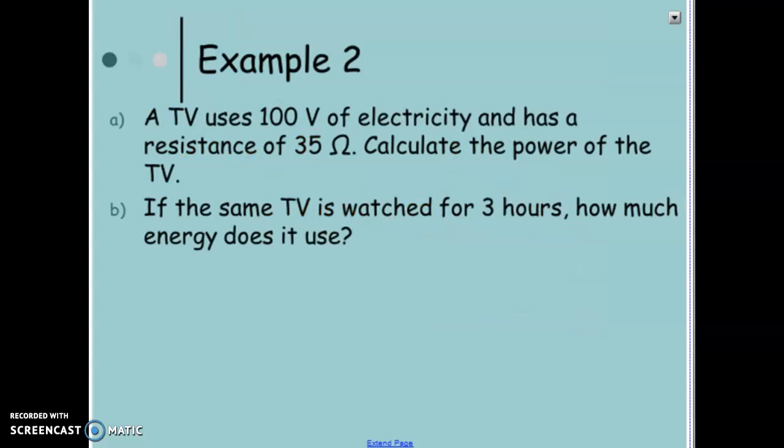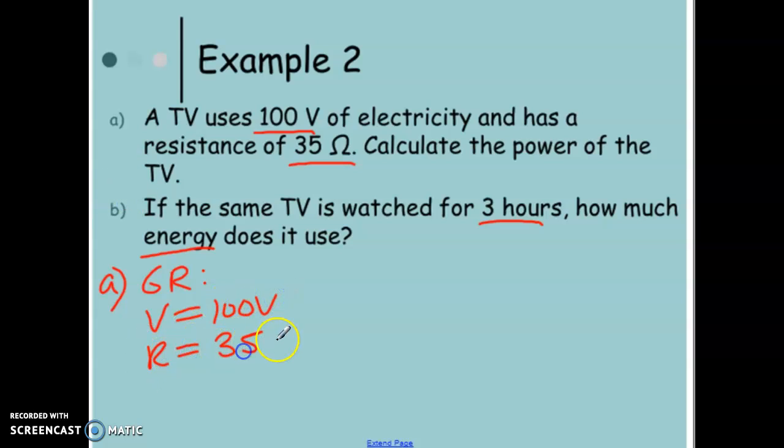Okay, so let's take a look at another one, and then I'm going to have you try 2 out. Okay, so we have a two-parter. A TV uses 100 volts of electricity and has a resistance of 35 ohms. Calculate the power of the TV. If the same TV is watched for 3 hours, how much energy does it use? Okay, so let's look at A first. We have the voltage, we have the resistance, and we are looking for the power. This is going to be a multi-step problem, we can tell right now. So let's take a look as to why that is.